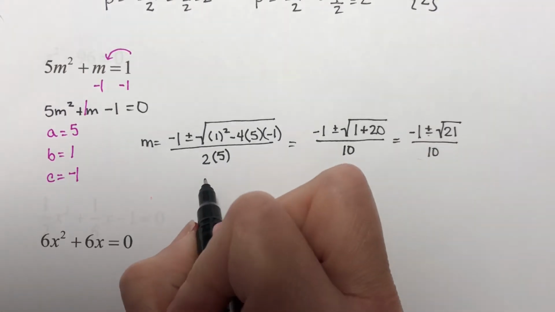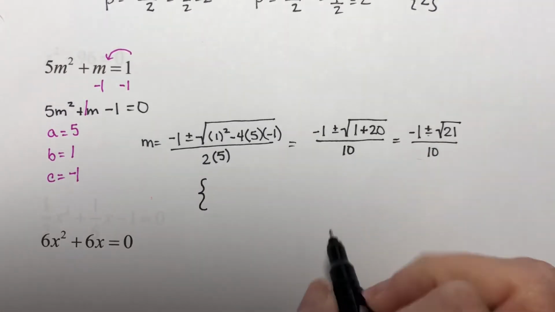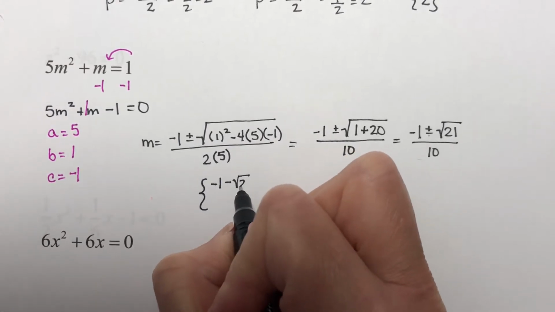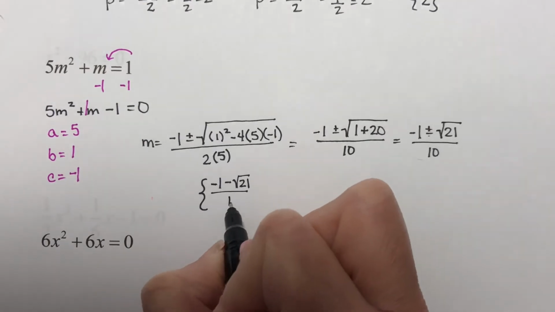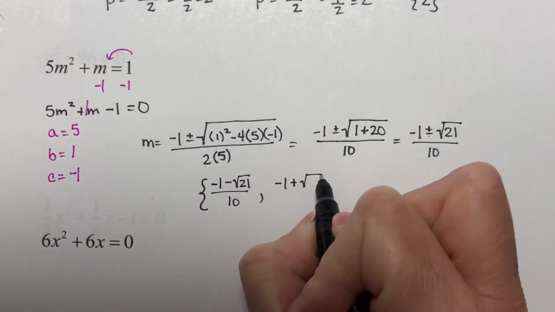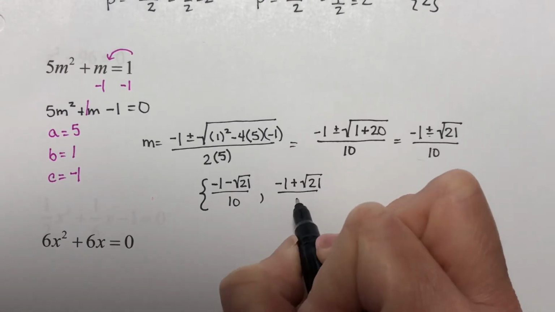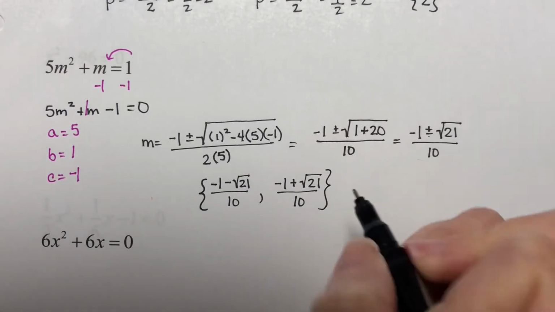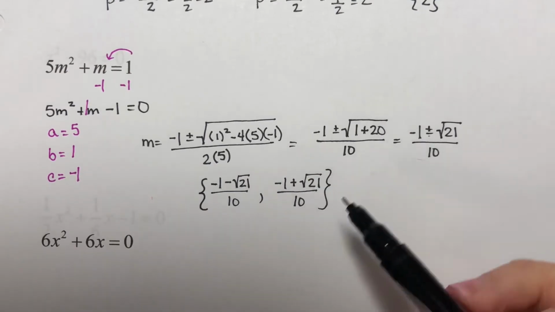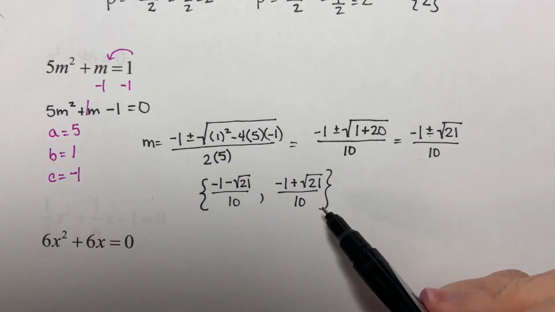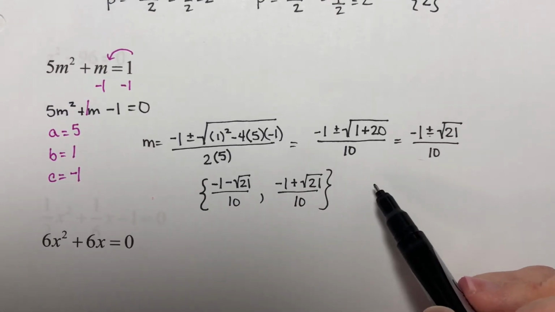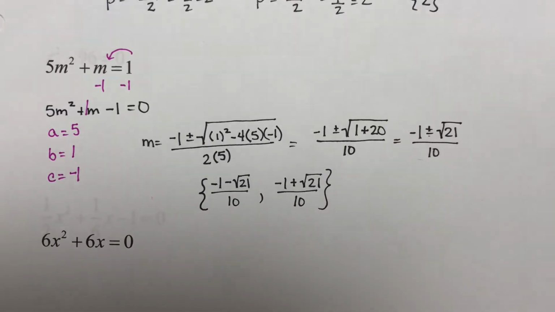Your answers, you should split them up. Negative 1 minus the square root of 21 divided by 10, and negative 1 plus the square root of 21 divided by 10. These are as simple as they get. These are the exact answers. If you type this into a calculator and use the decimal approximation, that's not what they're looking for, and you're going to end up getting it wrong. This is your answer.